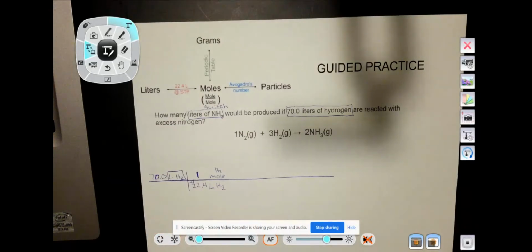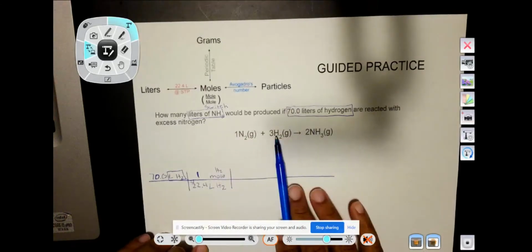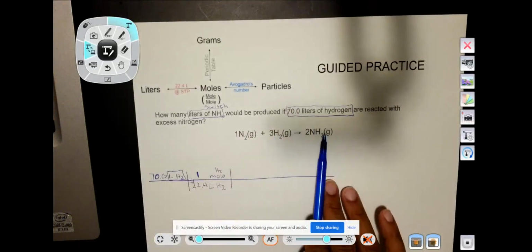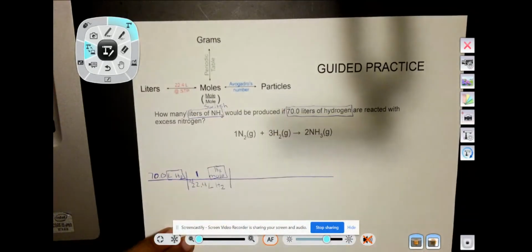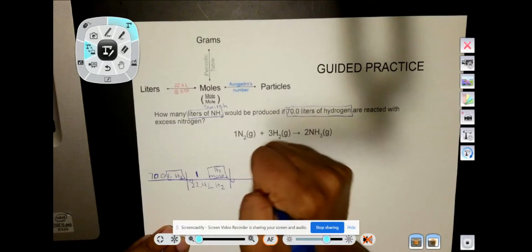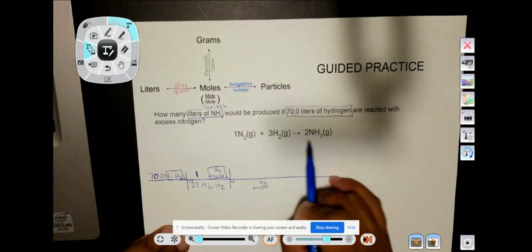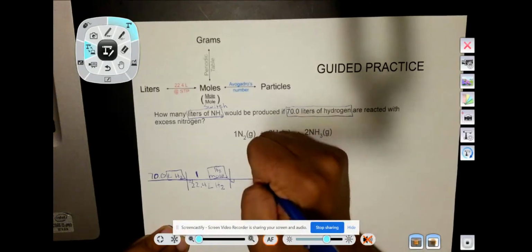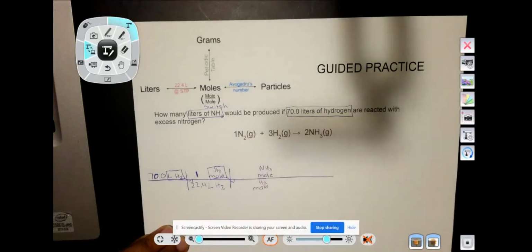And now I want to make the switch. Remember, the switch is when I go from hydrogen to NH3. So I'm going to take my H2, my hydrogen, and bring it down. So down here I have moles of hydrogen. And I want to go to moles of NH3. So that's going to be my unit up at the top. Now I have moles of NH3.